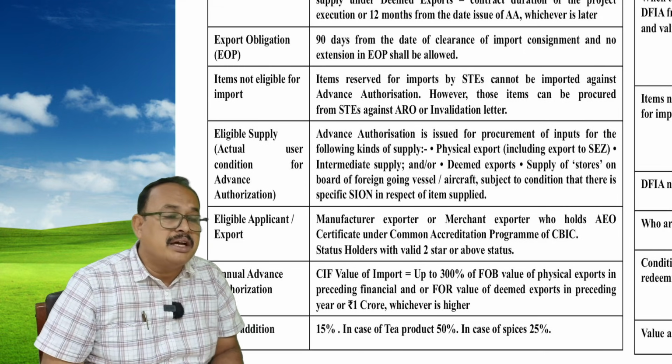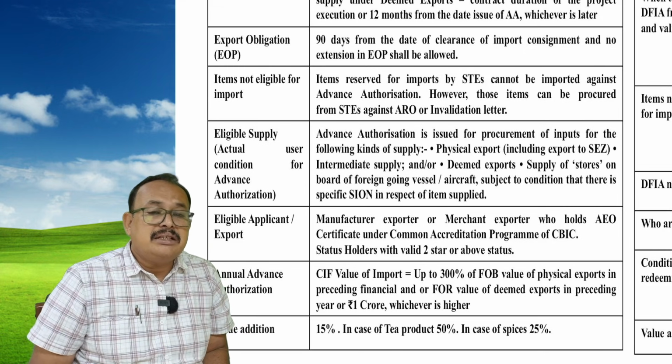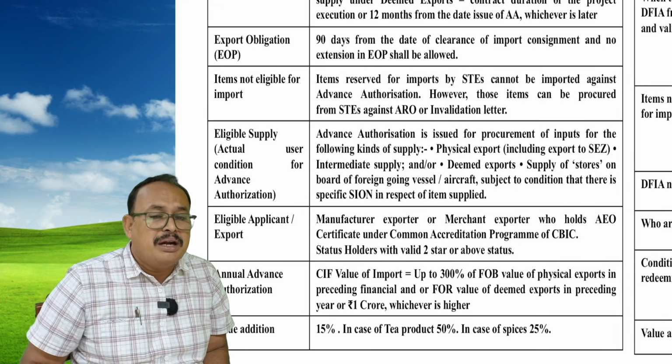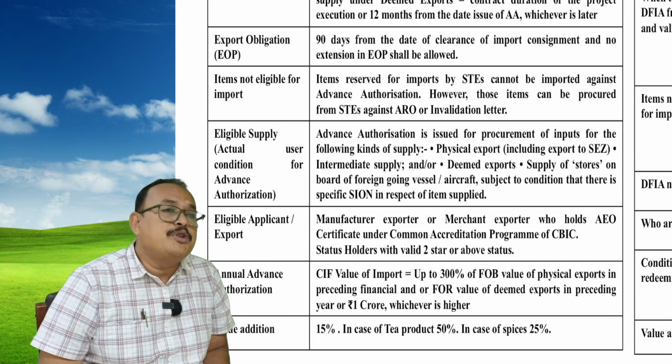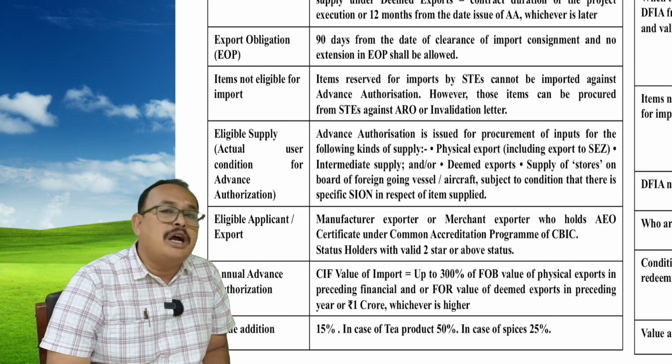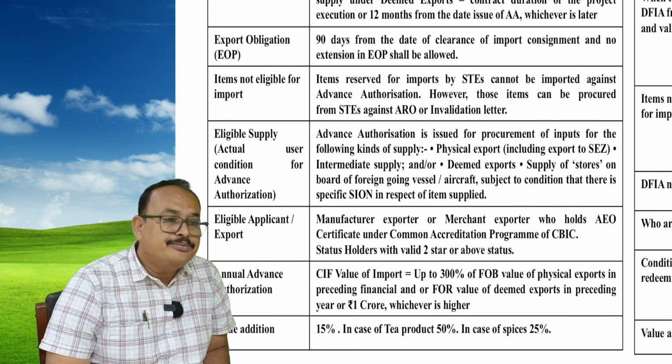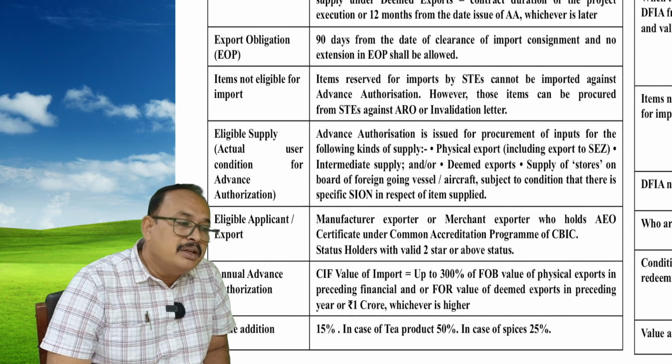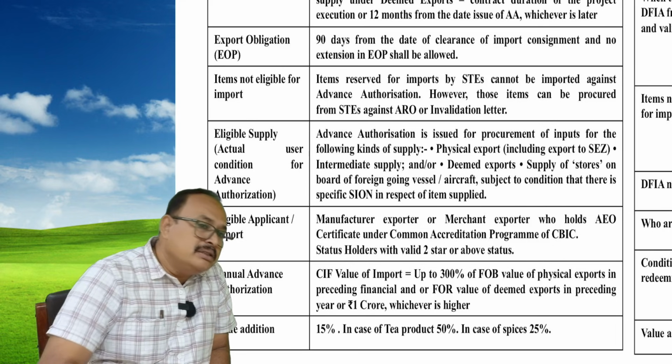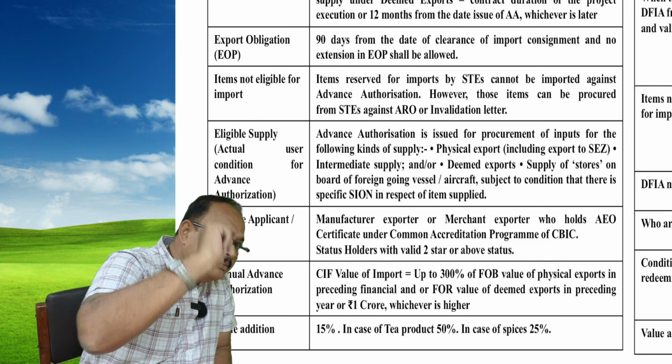Very important, sir. Manufacturer exporters are allowed, but if star exporters come into the picture, the star exporter should have 2-star and above. 2-star and above. Are you getting the clarity? The last point, are you getting my point?